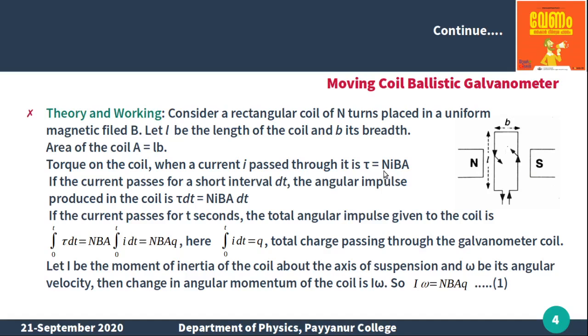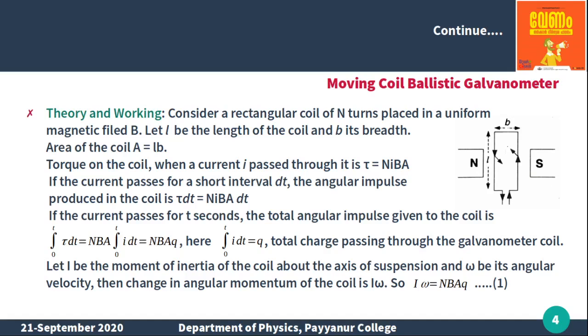Now what is important is that we are passing a current for a short interval dt, not a long interval. Suppose you are passing a current through that coil only for a short interval, what will happen? You are applying a torque for a short time. That means you are applying an angular impulse, like what we learned in linear motion, where applying a force for a short interval gives an impulse. Here we are passing current for a short interval dt, so we are creating a torque for a short time.